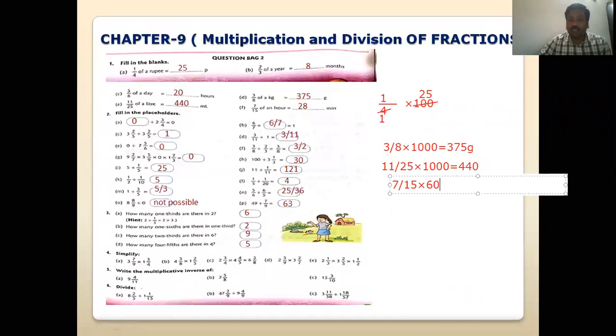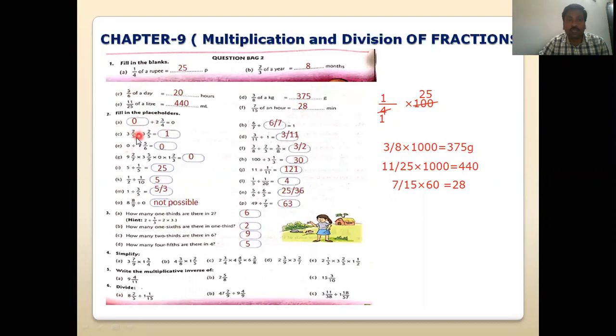We get the answer will be 28. Okay, boys. Now here is some question which is solved orally. 0 divided by 3 by 4 is equal to 0. According to the properties, we know that when 0 is divided by any non-zero number, we get 0.